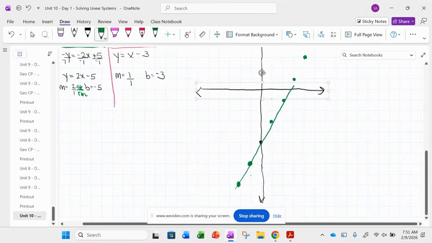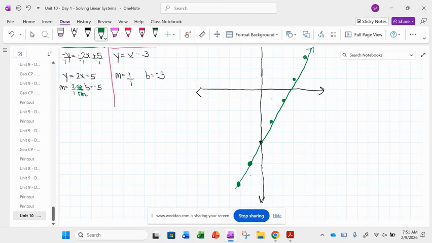Why do I have to put arrows at the end of my line? Charlie? Yep, because the line doesn't end where we stopped our dots. Our line goes on forever. All right, now we need to graph the other line.